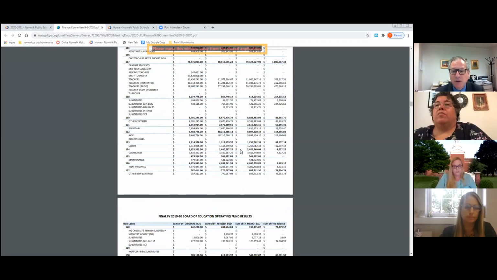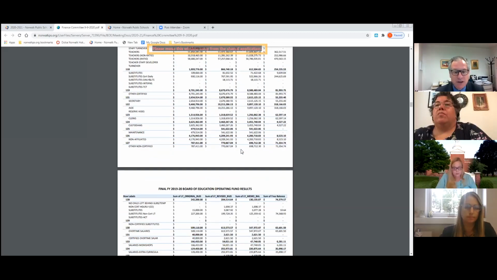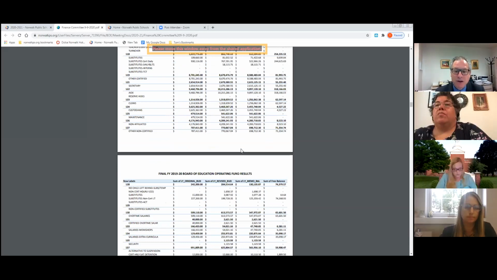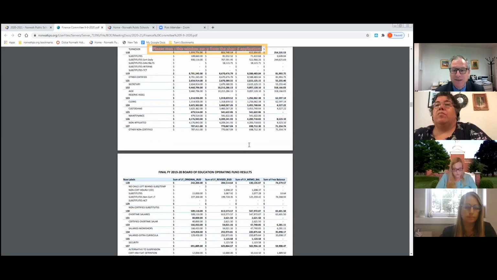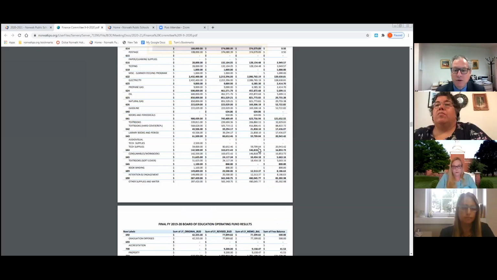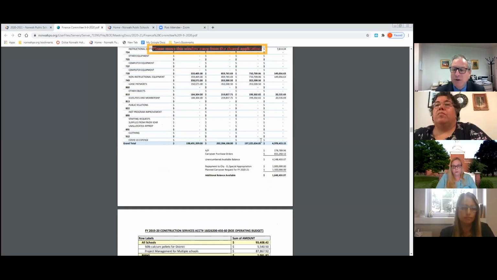If I scroll to the last page, you'll see the final results here on the bottom show that the district spent $197,225,654 with an adjusted budget, which includes special appropriations and any carryover that was carried forward from last year into this year's budget, of $202,204,108. And so that leaves a free balance of just under $5 million, $4,978,000.